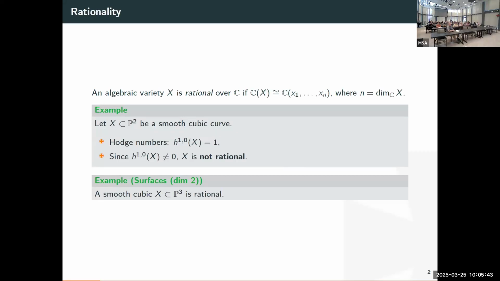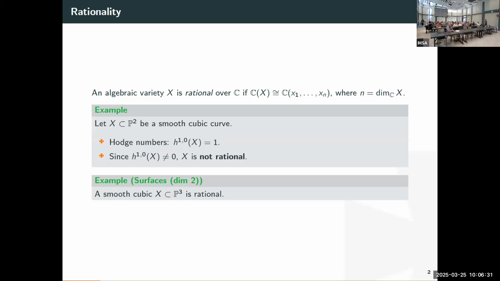Since we have a rather broad audience, let me remind you that birational geometry asks the question, let's say we are over the complex numbers, when a variety X is birational to projective space P^n, where n is the dimension of X. This is a very classical question in algebraic geometry, parallel to the questions in topology when manifolds are homeomorphic to spheres.